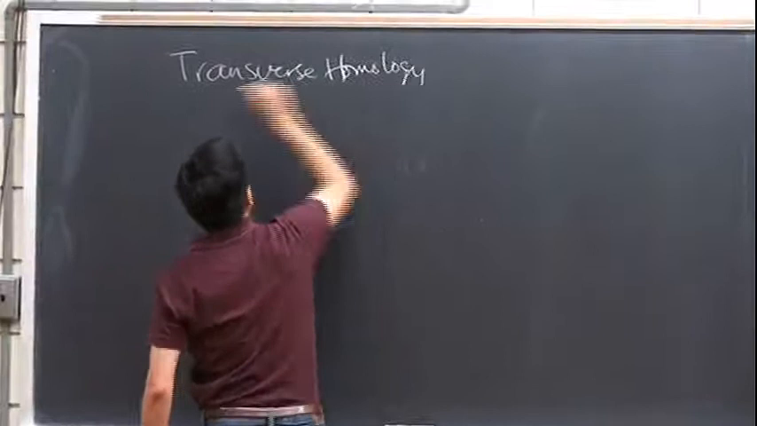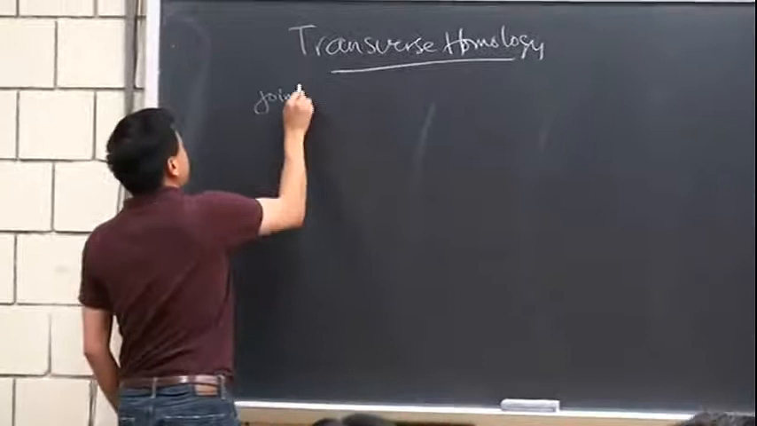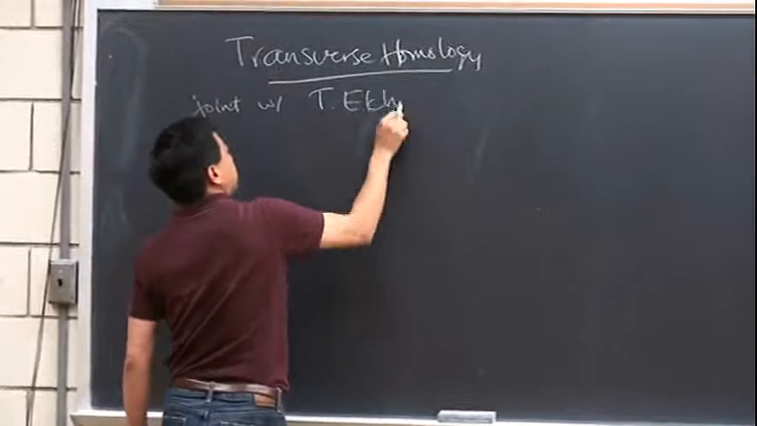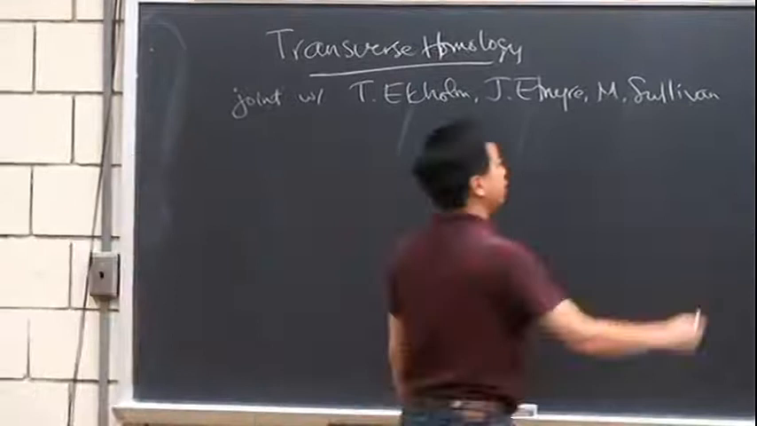And before I forget, I should say that portions of what I'm going to say are joint with three other people. So that's Denise Ekholm, John Etnyre, and Mike Sullivan. And I'll try to remember to attribute them whenever it's convenient.